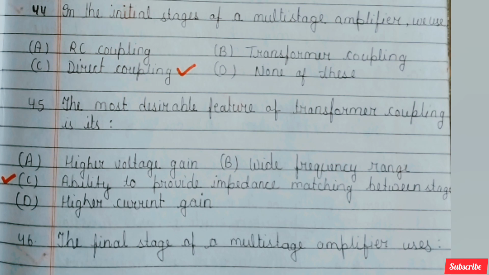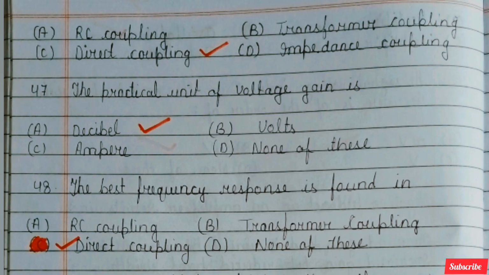In the initial stage of a multi-stage amplifier we use. Option C is right. The most desirable feature of transformer coupling is its ability to provide impedance matching between stages. Option C is right. The final stage of a multi-stage amplifier uses. Option C is right.